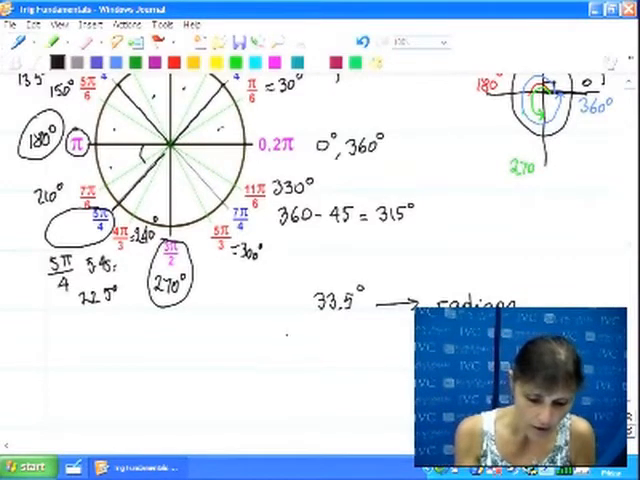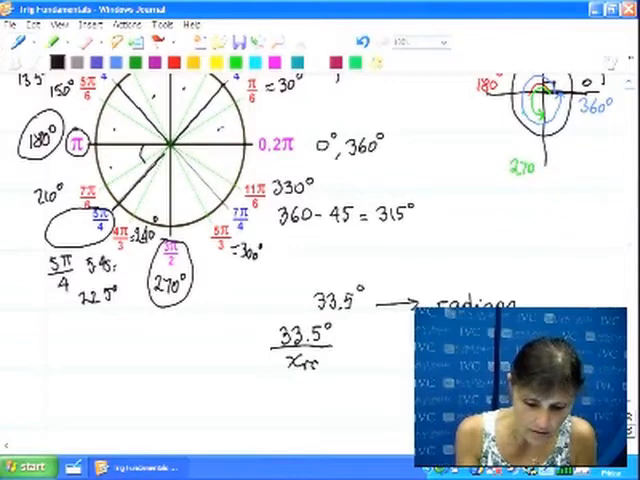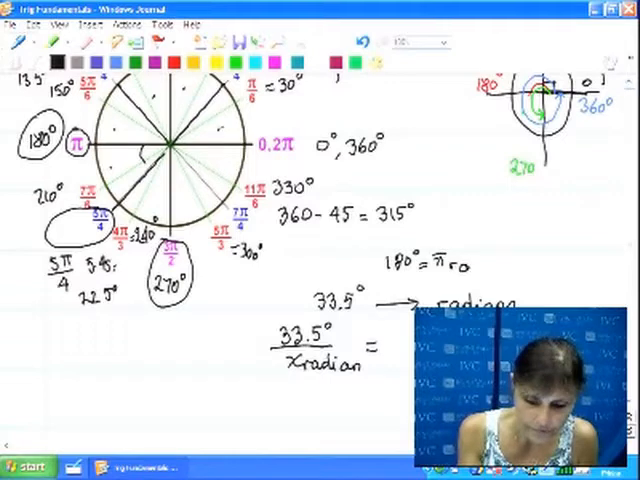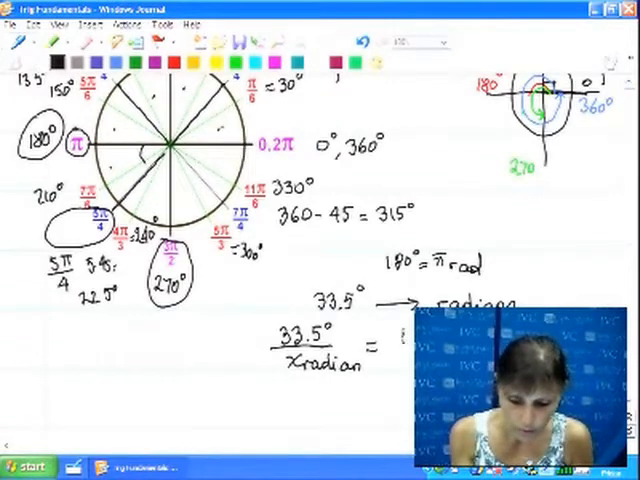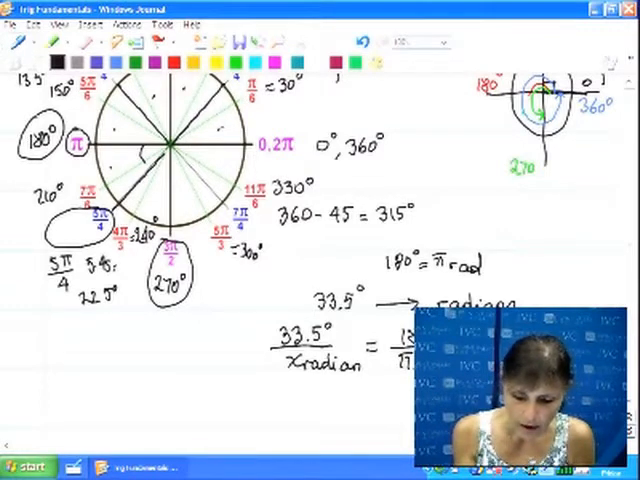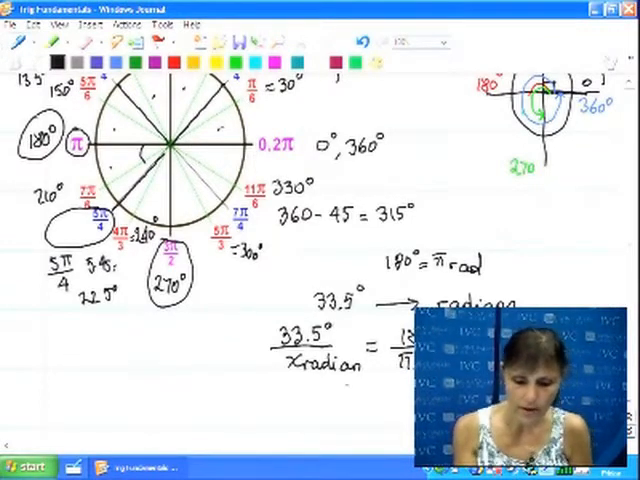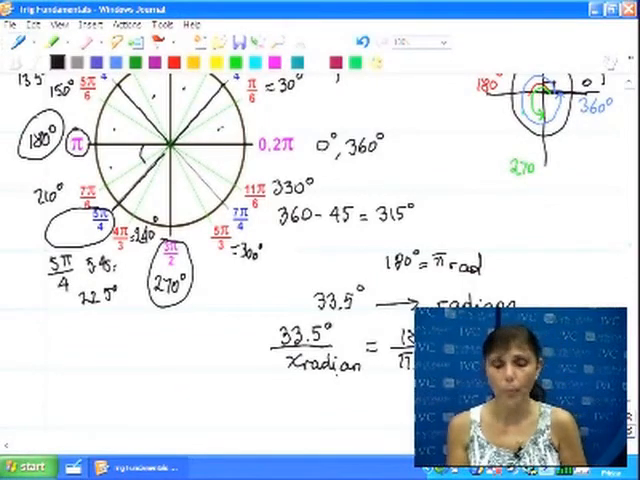So I know 33.5 degrees, I don't know how many radians. So I put a ratio in there. And what do I know? I know 180 degrees is pi radians, right? So what do you need to do? Put 180 degrees is pi radians. Here we are. We have degree, degree, radian, radian, and we have a proportion.